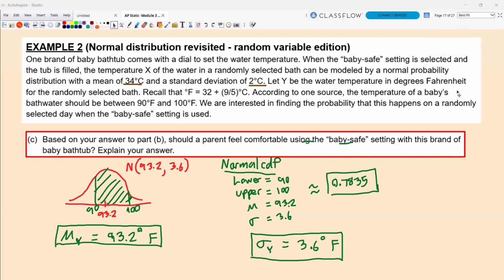Part C. Based on this answer, should a parent feel safe using the baby safe setting with this brand of baby bathtub? Explain your answer. Well, if you had a baby and you wanted to make sure their bathtub temperature was safe, would you feel confident with a 78.35% chance of that happening? In this case, I probably would not.